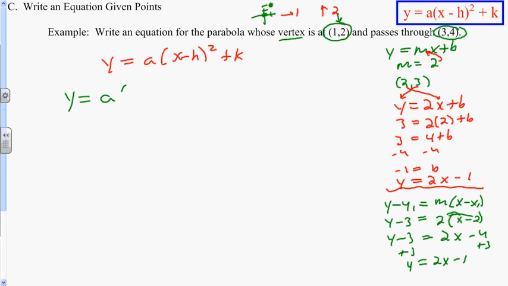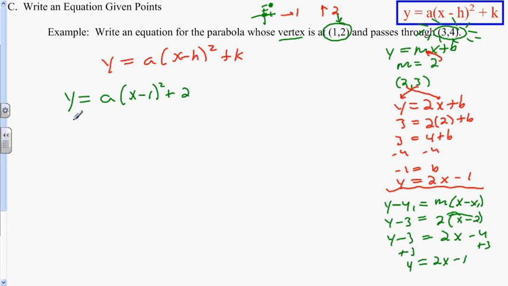We don't know what A is, but we do know that if it's shifted right 1, in our equation it must be -1. We've done this before. We know that if it shifts up 2, then it must go +2. Now how do we find A? Well, that's where our point comes in.